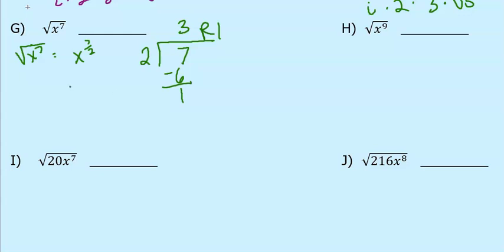So that means that we're going to have x on the outside with an exponent of 3 and an x on the inside with an exponent of 1. The quotient goes on the outside and the remainder goes on the inside.